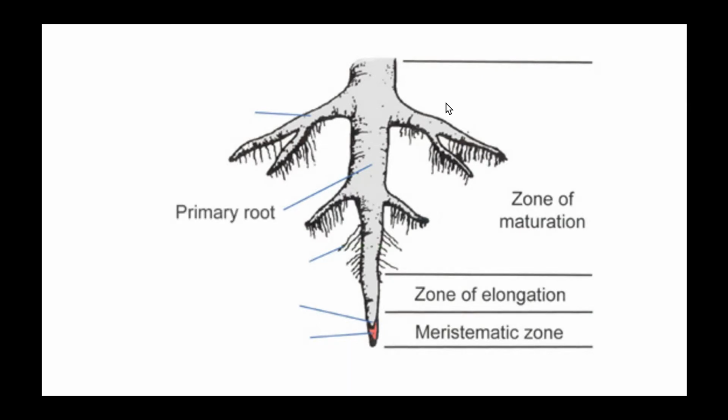So we can see here we have the primary root, which obviously is the main root that comes from the body of the plant. We then have lateral roots that come off that, and these are found along with the root hairs in the zone of maturation. So this is the area of the plant where it's established, it's maturing, whereas the zone of elongation is where the roots continue to grow into the soil. And the meristematic zone is where we have our root tip, which is protected by our root cap at the very end.